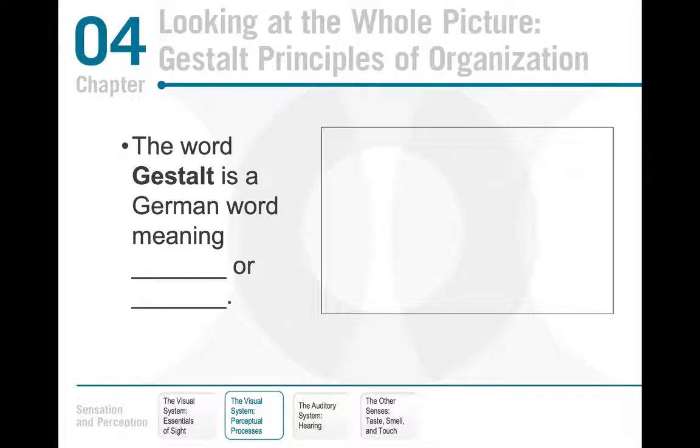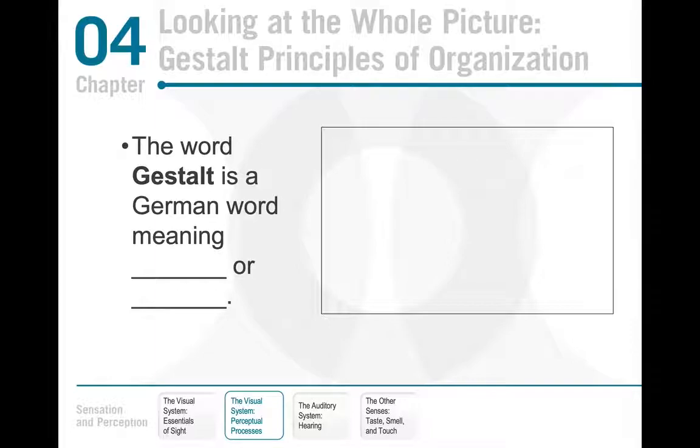Sometimes a whole, as we perceive it, may have qualities that do not exist in any of the parts. This insight, that the whole is greater than some of its parts, became the basic assumption of Gestalt psychology. The word Gestalt is a German word meaning form or shape. A simple example of this principle is the phi phenomenon. It is the illusion of movement created by presenting individual visual stimuli in rapid succession, fast enough so that it is perceived as a whole.